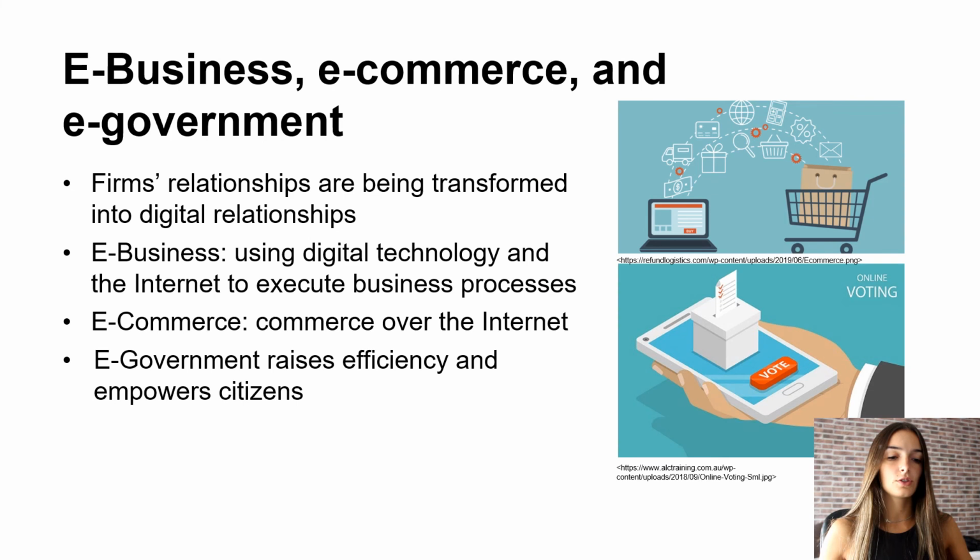The systems I've just described are transforming companies' relationships into digital relationships. E-business refers to the use of digital technology and the internet to execute the major business processes in the enterprise. It includes e-commerce, which is a part of e-business that deals with the buying and selling of goods and services over the internet. E-government is the application of the internet and networking technologies to digitally enable government and public sector agencies' relationships with citizens, businesses, and other arms of government. It makes government operations more efficient and empowers citizens by giving them easier access to information and services.